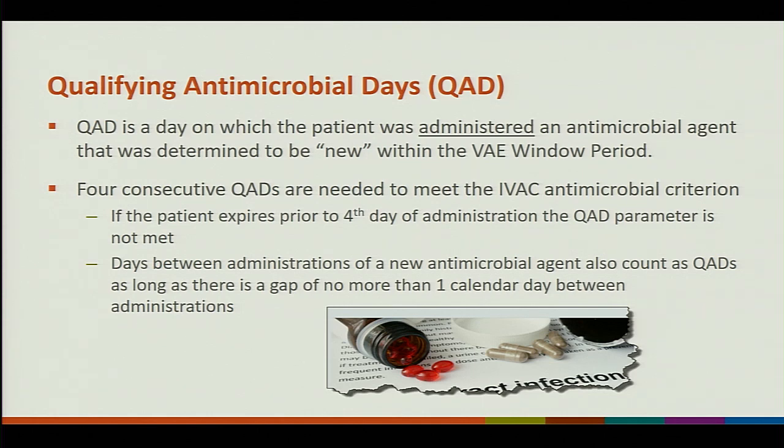So how do we figure out if there were at least 4 days of therapy? We term the days qualifying antimicrobial days. And a qualifying antimicrobial day is a day on which a patient received a new antimicrobial agent within the VAE window period. 4 consecutive QADs are required to meet this criterion, which means that if a patient expires or for some other reason does not complete at least 4 qualifying antimicrobial days, they cannot meet this criterion.